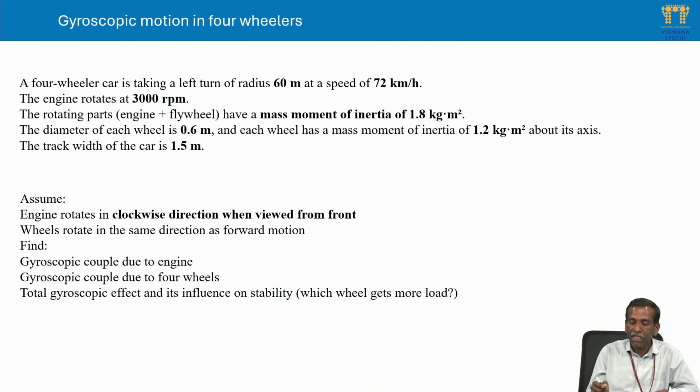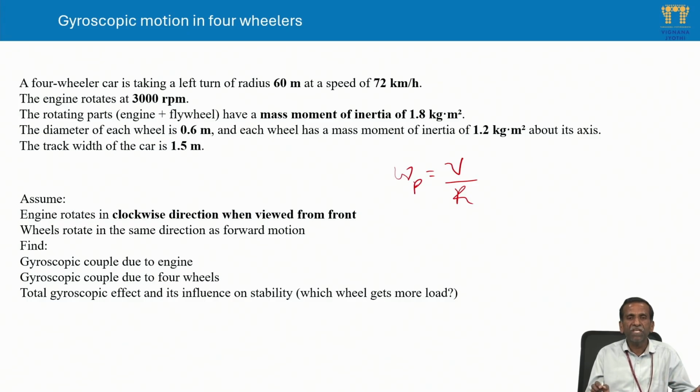How can we calculate? V is given as 72 kilometers per hour. We can convert this into meters per second. Then omega p, the precession angular velocity, is obviously V by R. R I am writing here in uppercase for the curve radius. If it is the wheel radius or the engine parts' equivalent radius, I am using lowercase r. So omega p we can find out like this.